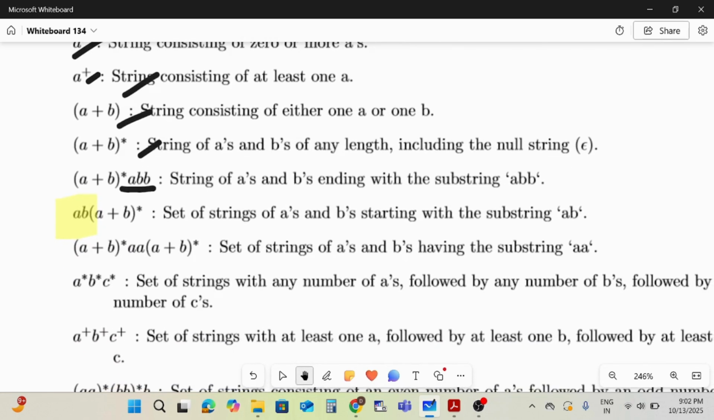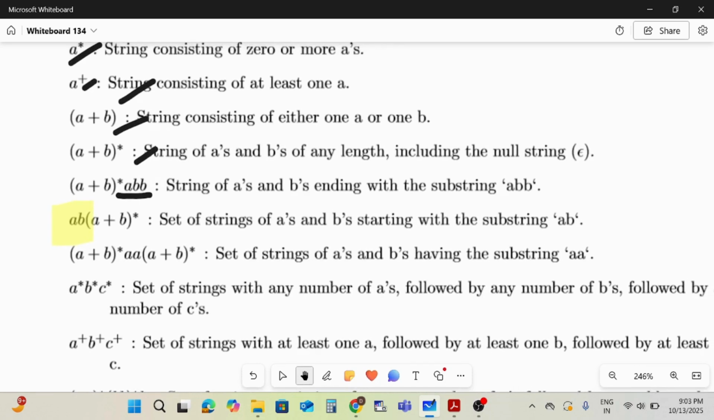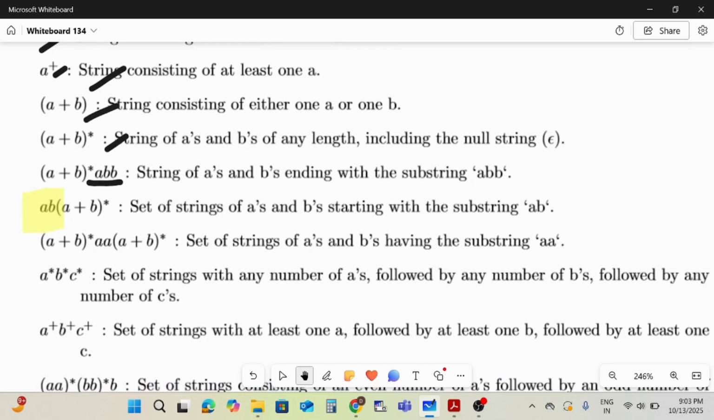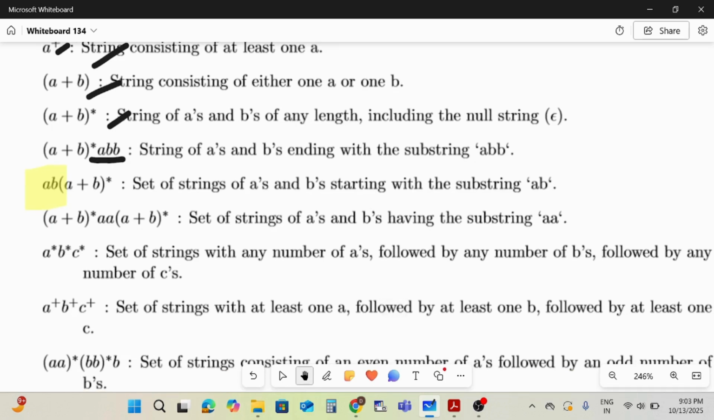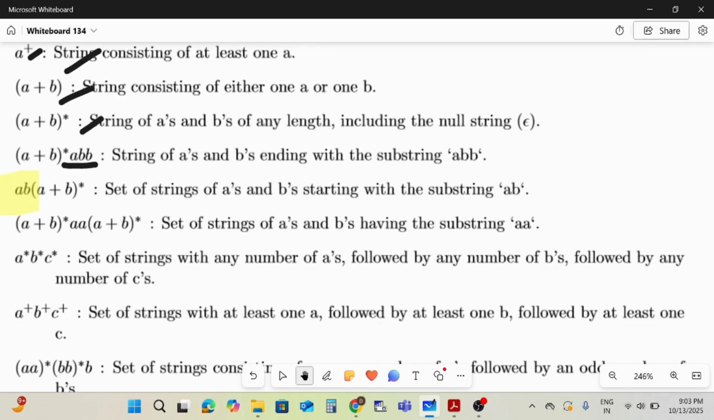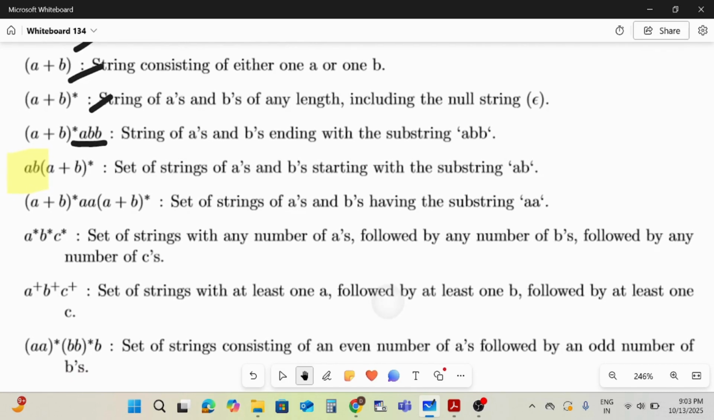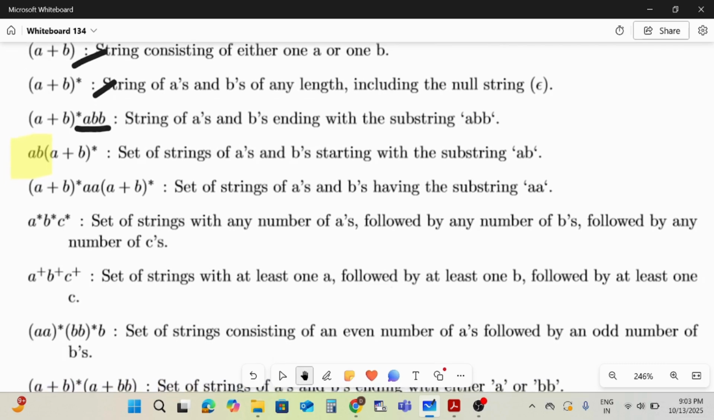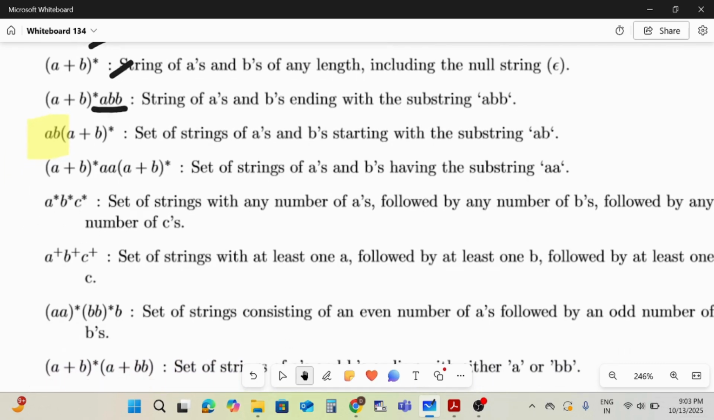Similarly, a set of strings of A's and B's having a substring AB. So you can have the substring AB, and in the beginning or the end you should be able to have any number of A's and B's. Similarly, A star B star C star is the set of strings with any number of A's followed by any number of B's followed by any number of C's. The next one is at least one occurrence of A, one occurrence of B, one occurrence of C. This is A plus followed by B plus, followed by C plus.